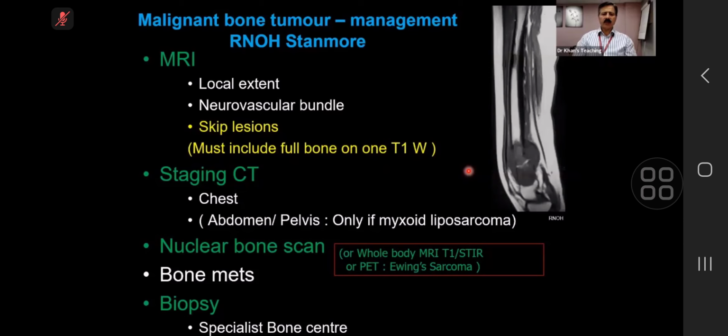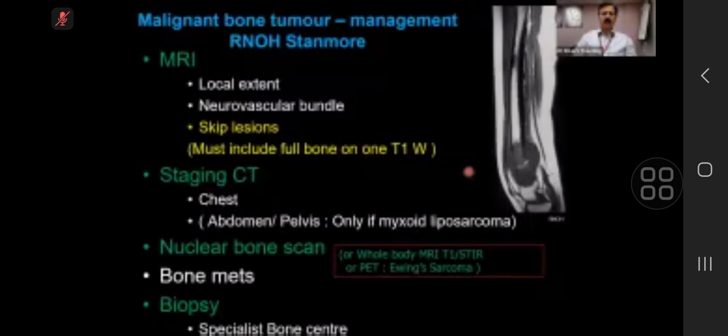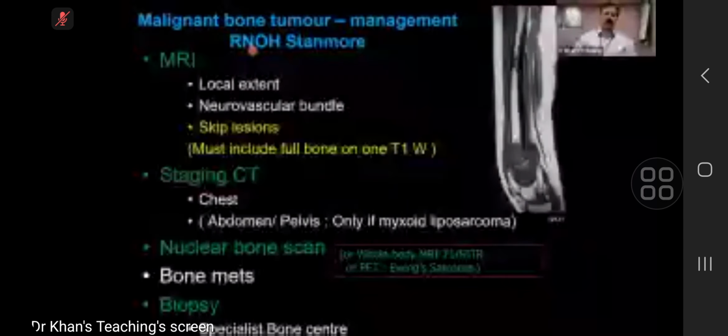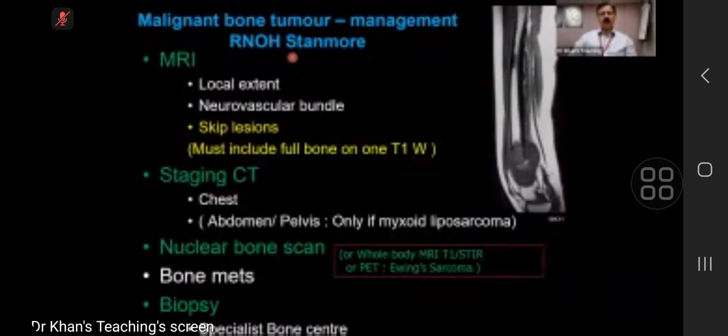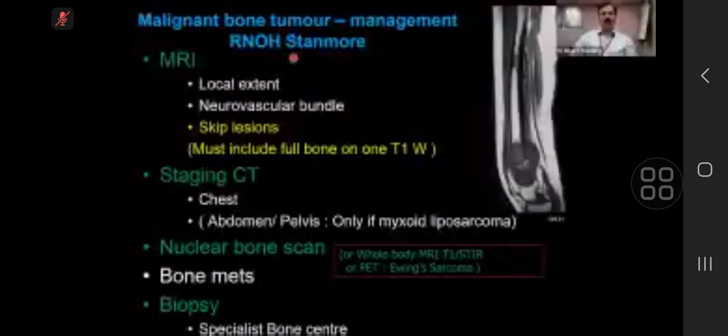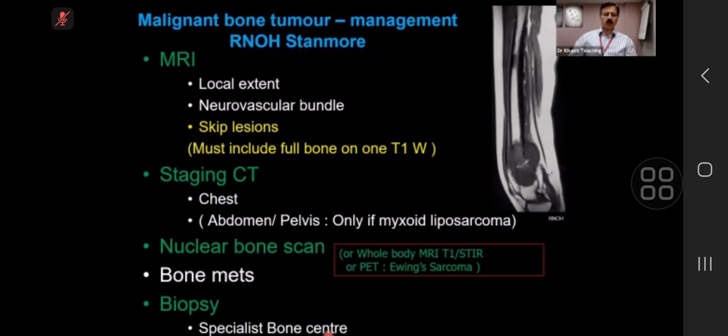And so I work close to London. I'm not in London, but close to London. And here in London, we have got a world famous center, which is known as Royal National Orthopaedic Hospital in Stanmore in London. And you must have, when you were in MBBS, heard about Stanmore hip prosthesis. So this is the biggest bone tumor center in Europe.